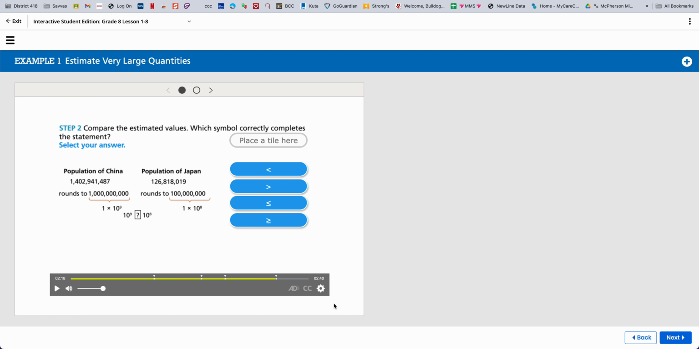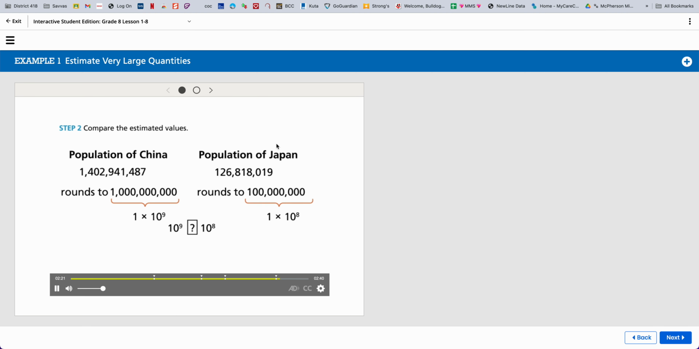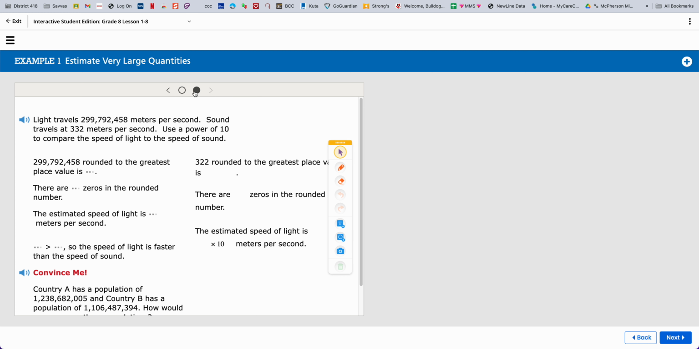Greater than. 10 to the 9th is bigger than 10 to the 8th. It's kind of obvious because 1 billion is more than 100 million, right? 10 to the power of 9 is greater than 10 to the power of 8. So 1 times 10 to the power of 9 is greater than 1 times 10 to the power of 8. That's how Janelle can use estimates with powers of 10 to compare the populations more easily. There you go. Nothing too super challenging in this first part of the lesson.